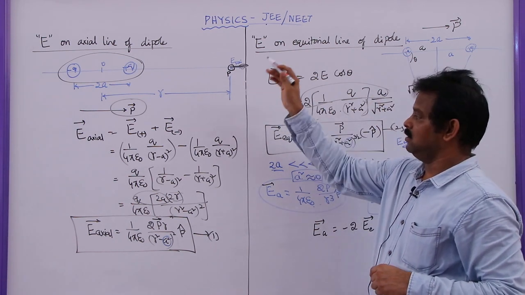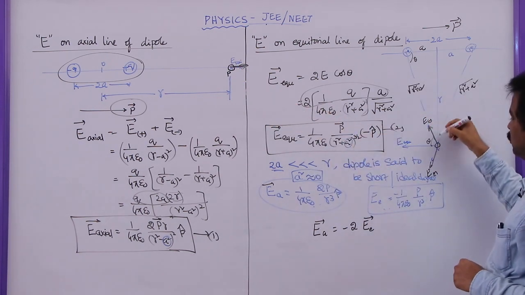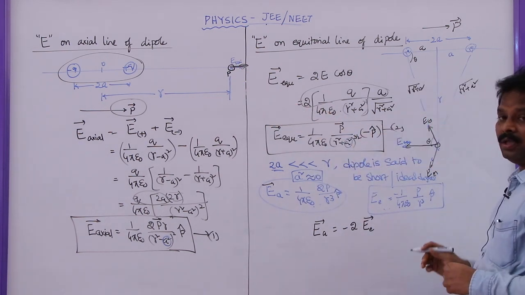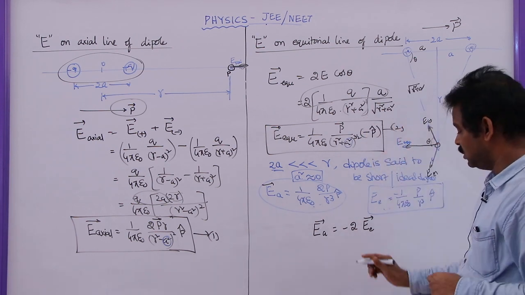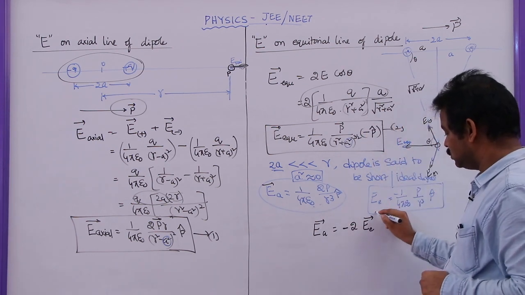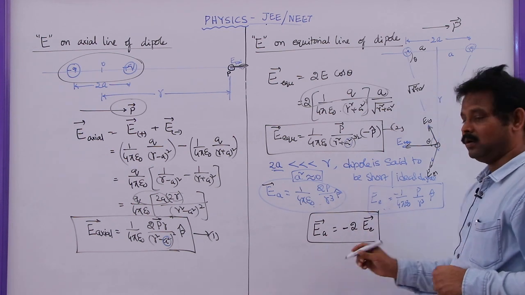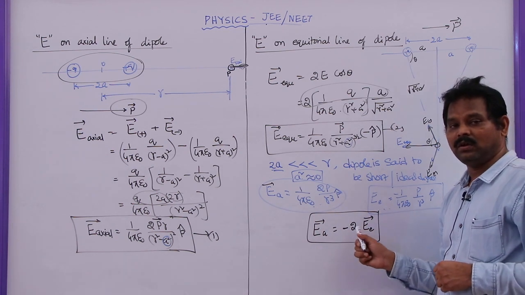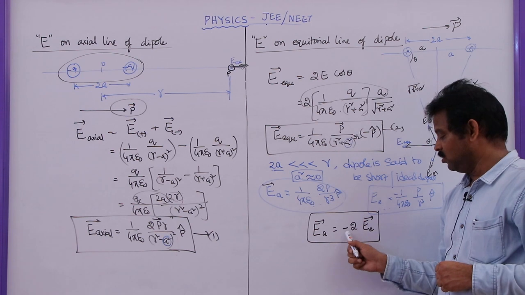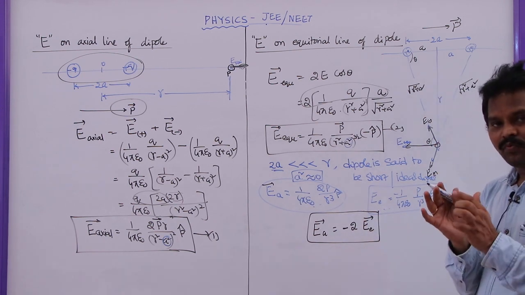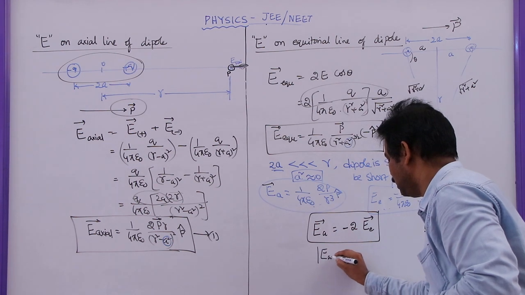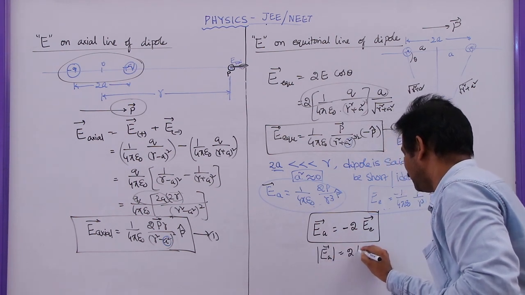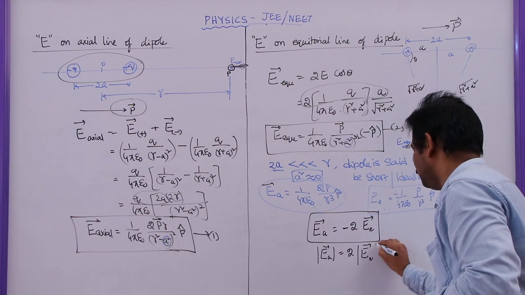This is along the x-axis in this one, and here this is along the negative x-axis. So the two electric fields are acting in opposite directions. That's why you will get a negative sign here. So the electric field on the axial line is twice that of the electric field on the equatorial line, but its direction is opposite. But if they ask you to find only the magnitudes, here you can write mod E_A bar is equal to twice mod E_E bar.